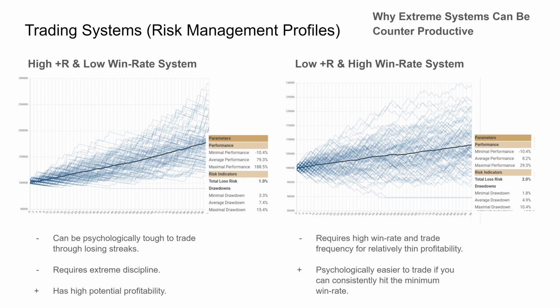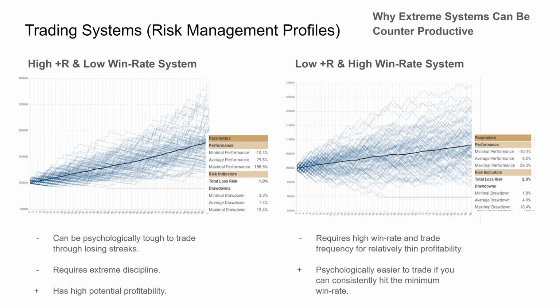Pretty good, right? On the flip side, the low R, high win rate system. Again, this is representative of a retail type system, right? Nothing wrong with it. Our average performance, 8.2%. Okay, not bad. If you're trading a huge account, I don't see a problem with that, honestly. It requires a high win rate to trade, and a high trade frequency for relatively thin profitability, right?